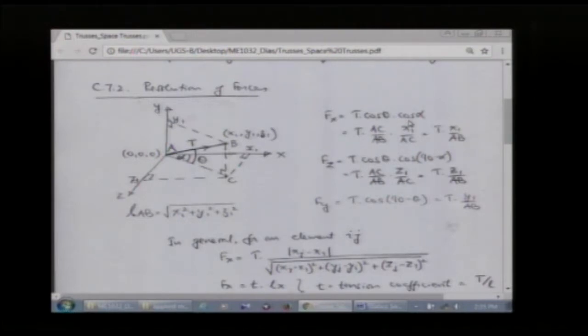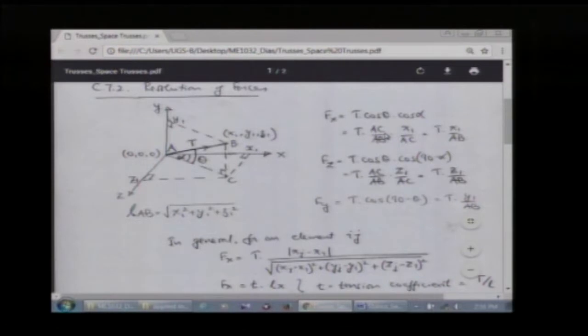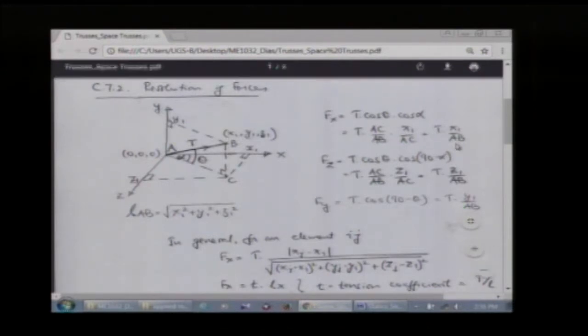If you think about the lengths that are involved, cos theta will be AC divided by AB, right? And cos alpha, now I have marked x1 and z1 at these points, so that is x1 divided by AC. So the AC will cancel and you will get T into x1 divided by AB, right?